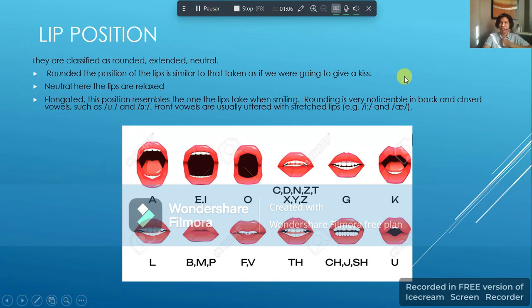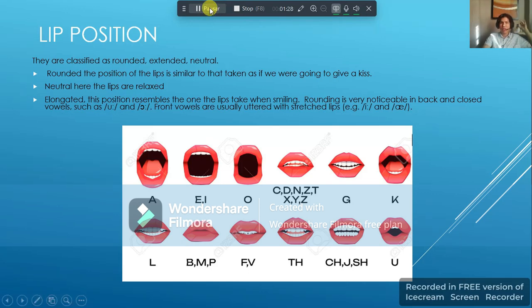Now we have the lip position. They are classified in three: rounded, extended, and neutral. The rounded position is the least similar to talking, as when we give a kiss. Your lips are like this. Neutral is where the lips are relaxed like this.